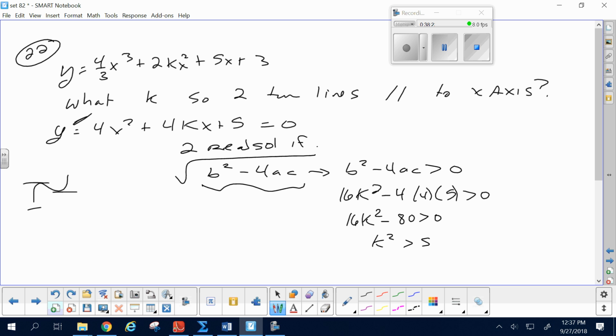K must be, that's actually a disjunction. For k squared to be greater than 5, k would either have to be greater than root 5 or what? The negative root 5. That's the root 5. That was a good question. Okay, other questions on 81? No? Okay. I'll walk around, let me know if you have questions.